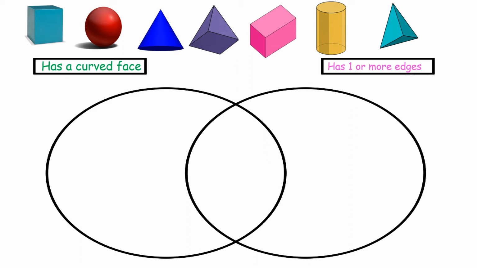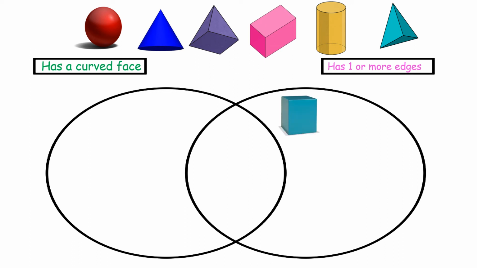Have a look at the first shape. The first shape is a cube. Where do you think the cube needs to be placed? Does the cube have a curved face? No, it doesn't have a curved face. They have flat faces. But does the cube have one or more edges? Yes, it has many edges. So the cube needs to be placed over here.